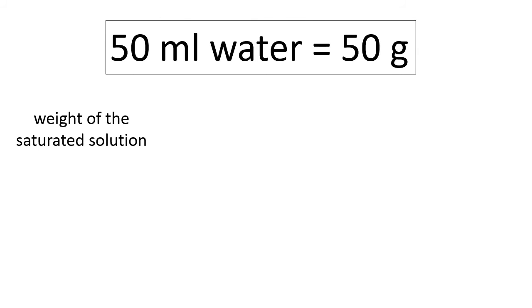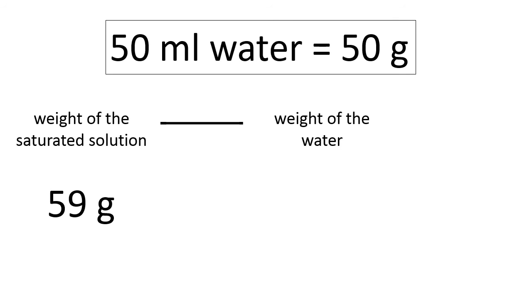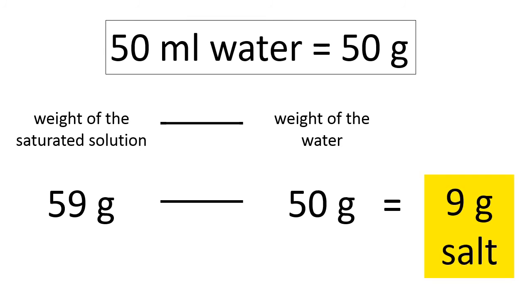We can take the weight of the saturated solution and subtract the weight of the water. So the weight of our saturated solution was 59 grams. We can subtract the weight of the water, which was 50 grams, and that will give us our answer. 9 grams of salt was able to dissolve into the solution before it became perfectly saturated.